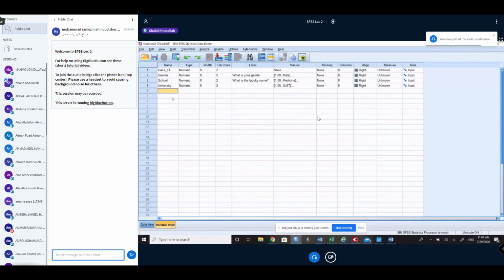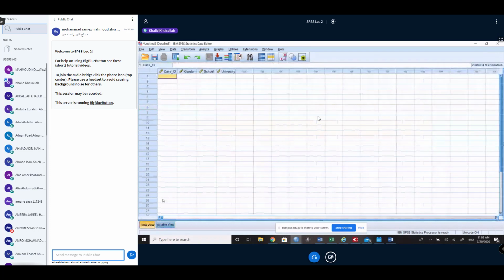Each question will have its own row. Okay, and then we come to the data view and start filling for each subject, also by row. Meaning every patient, every subject, every participant, or anybody who filled the questionnaire has to have one complete row.